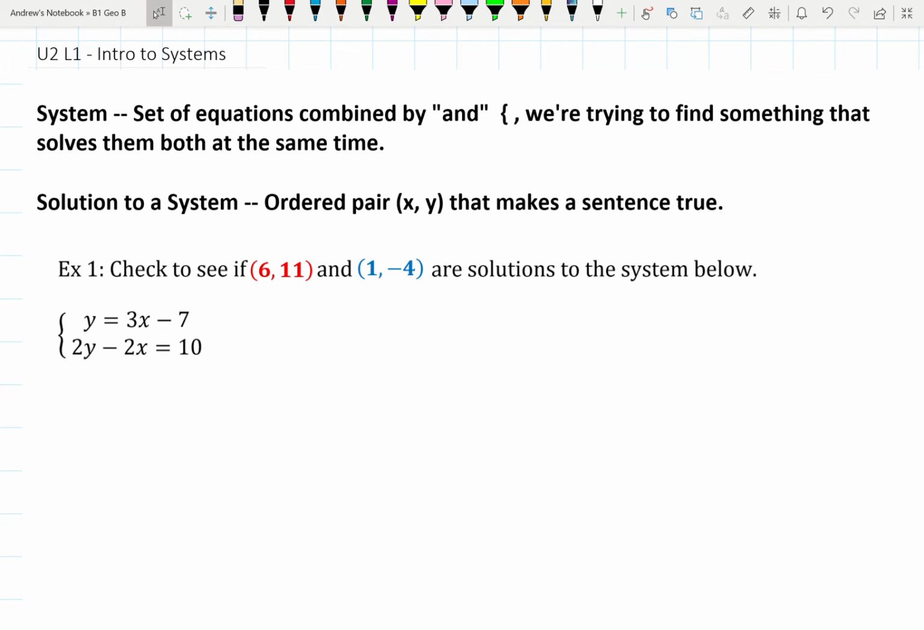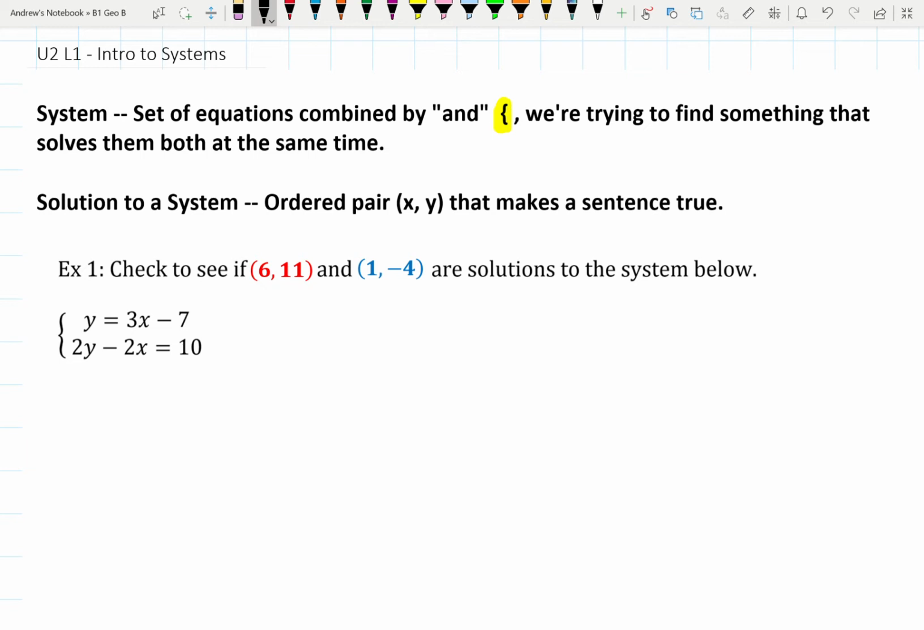Alright, so what we're going to be doing today is starting in on these things called systems. All a system is in math is a set of equations combined by "and." Instead of saying "and," we use this little squiggly brace. What we're really trying to do is find something that solves them both at the same time. That's what the solution to a system is. It's an ordered pair, an x and a y that makes a sentence true.